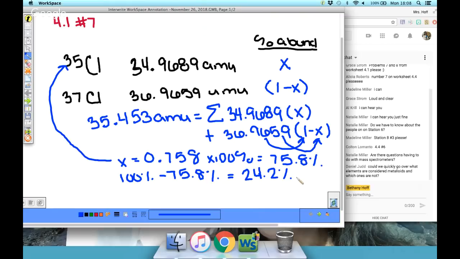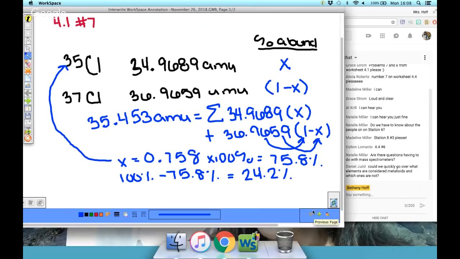There's not one on the review sheet. I thought there was. But definitely want to look at 4.1, number 9 and 10. Okay, let's look very quickly at number 8 on the same worksheet.